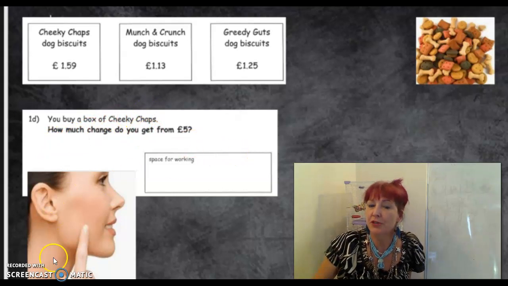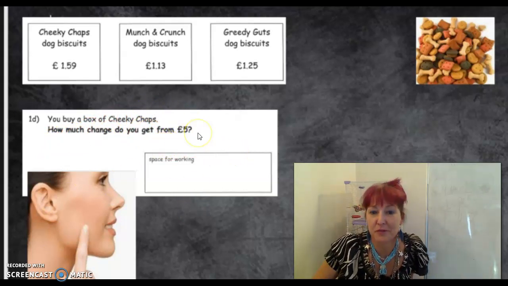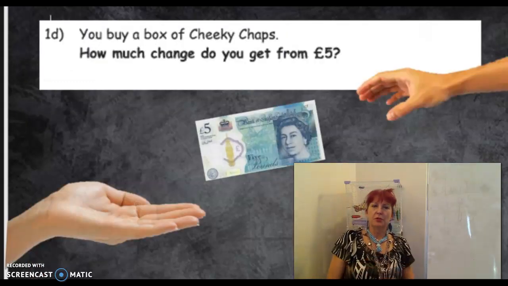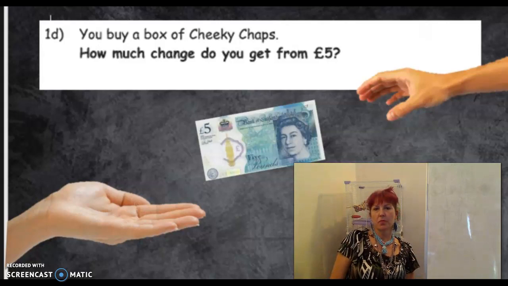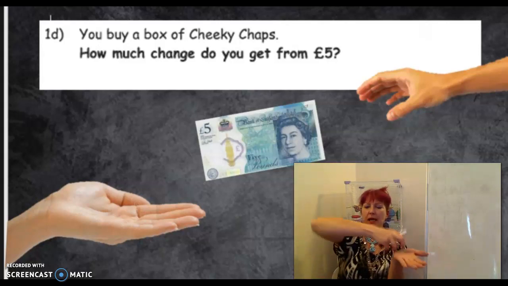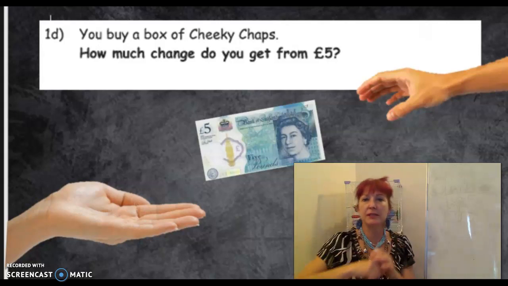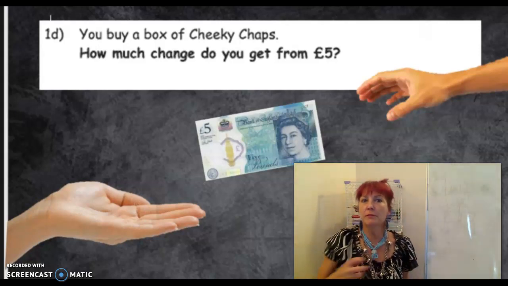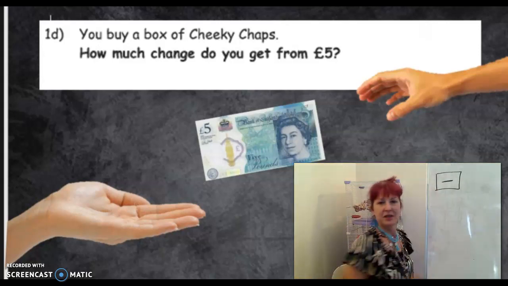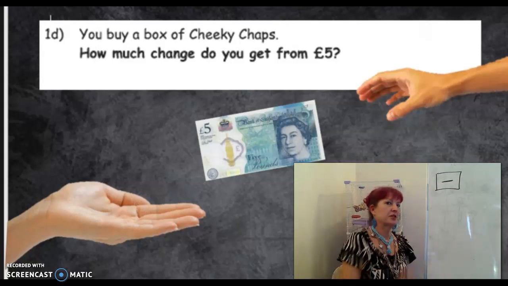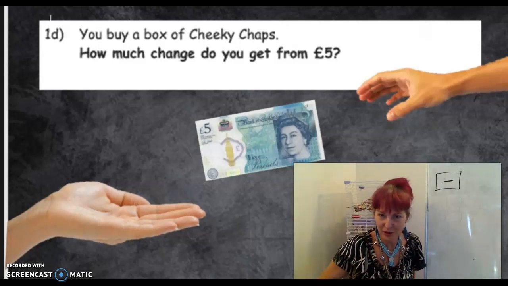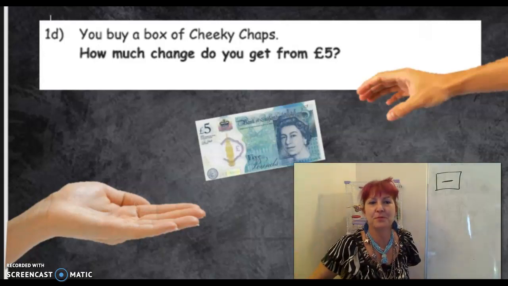Right, you buy a box of cheeky chaps. How much change do you get from £5? You said a fiver then, but it's all the same thing. I'm just going to show you this question this way. You're starting off with £5, and then they're going to take £3.97 out of that. Take, remove. What button does that? The minus, the subtraction, the take away, the deduct button. You can call it what you want, as long as you know it removes.